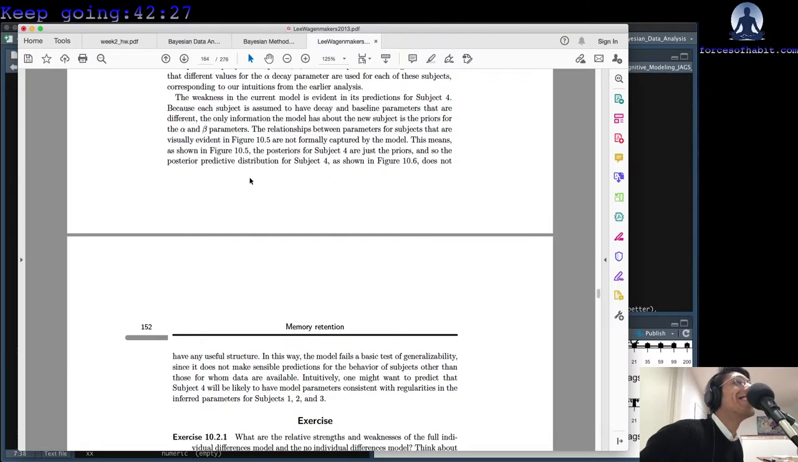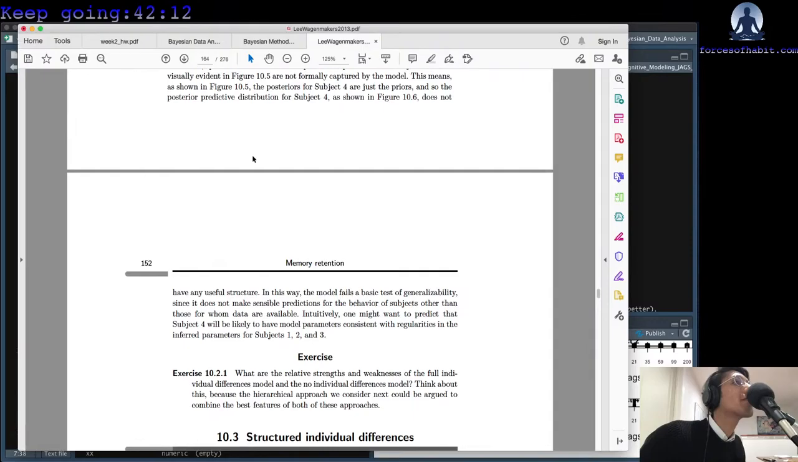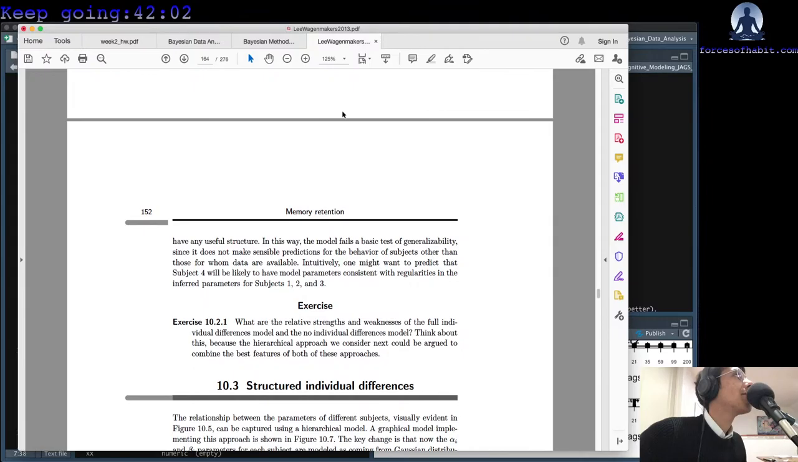So, the relationship between the priors, the parameters for subjects, is not formally captured by the model. Subject 4 is heavily reliant on priors, which are uninformative, so thus the prediction for subject 4 is uninformative. If we had more informative priors, that could lead to an estimate that was more spot on for subject 4, but it would still be reliant on the priors, it just would be informative on the basis of the priors.